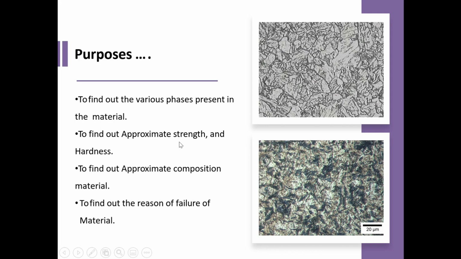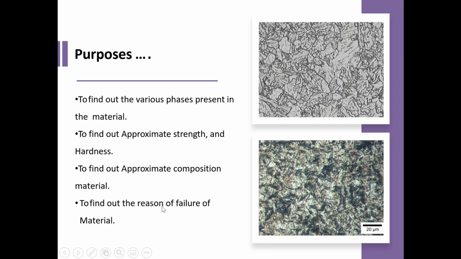To find out approximate strength and hardness: as we process a material, that means when we heat treat a material, its strength and hardness change. So the heat treatment process leads to a change in microstructure. To find out the approximate composition of the material, that means the percentage of ferrite, pearlite, cementite, and so on.